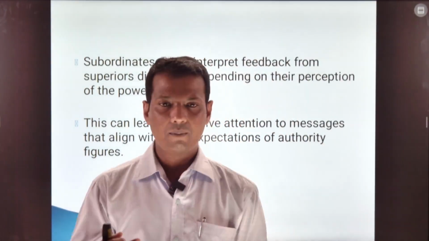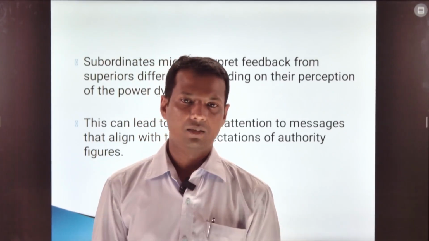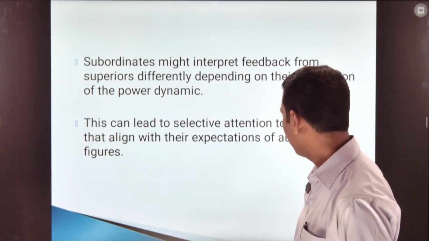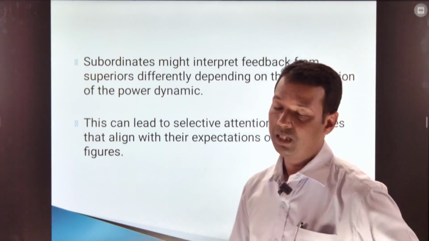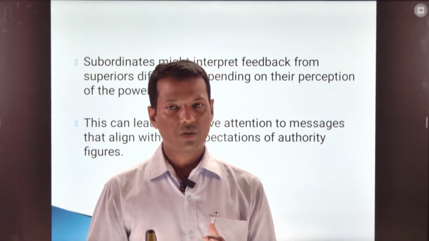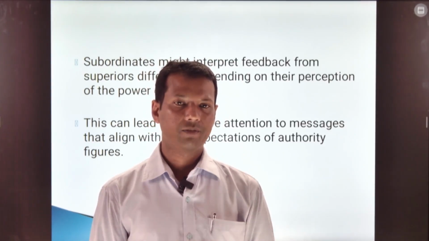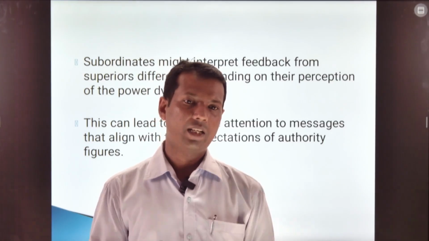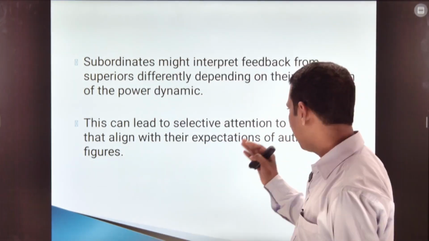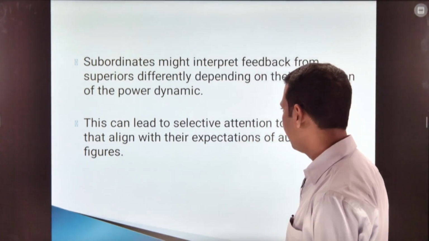Subordinates or the staff from the lower strata may interpret the feedback from superiors differently depending on their perception of the power dynamics. There is a power dynamic in each and every organization, and based on that power dynamic, they have different perceptions of that power. This can lead to selective attention to messages that align with their expectation of the authority figure.